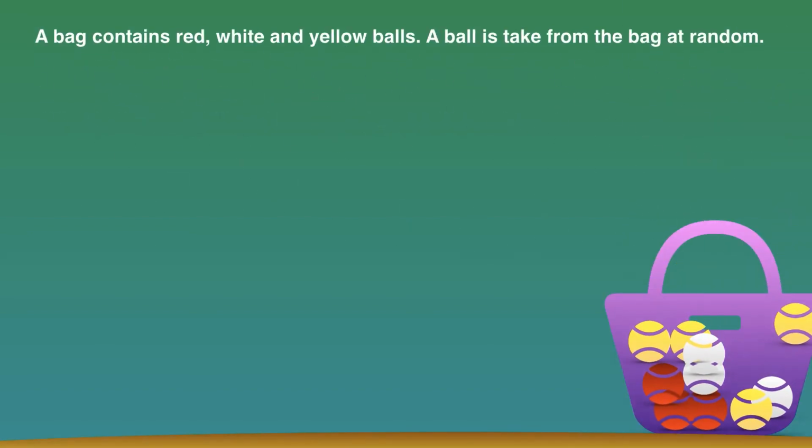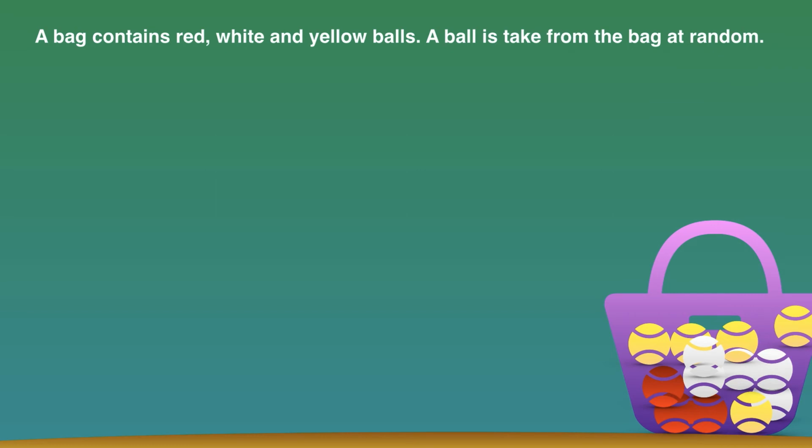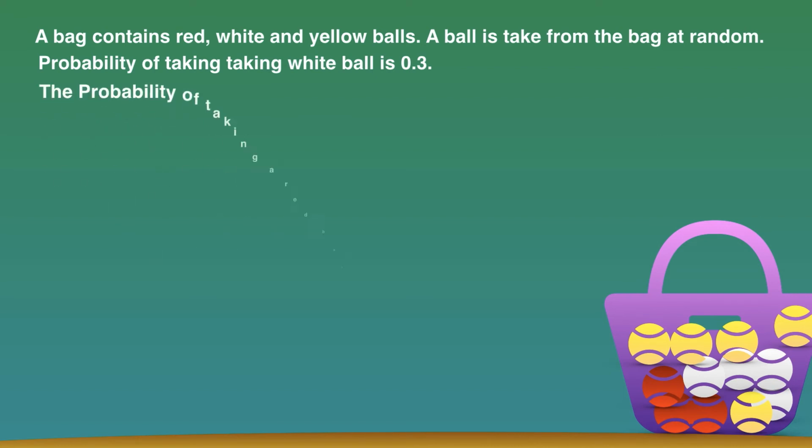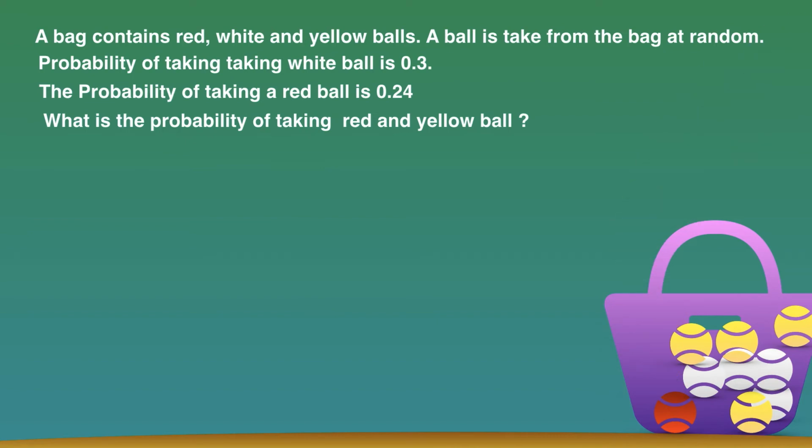A bag contains red, white and yellow balls. A ball is taken from a bag at random. Probability of taking white ball is 0.3. The probability of taking red ball is 0.24. What is the probability of taking red and yellow ball?